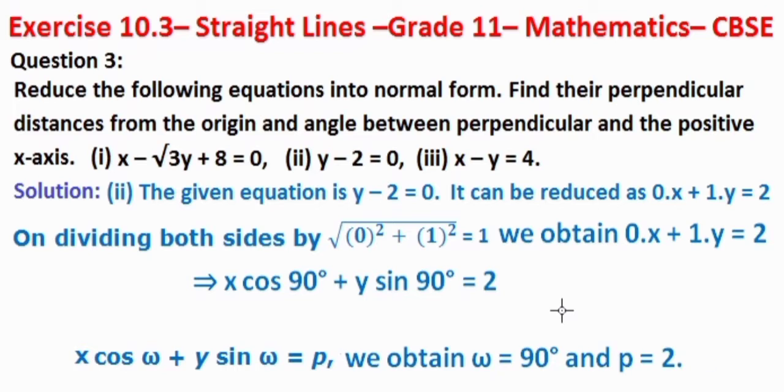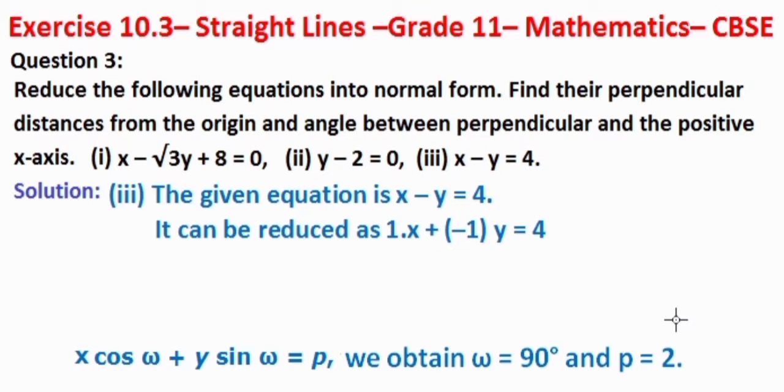That means here the angle is equal to 90 degree. That is, the angle is equal to 90 degree and the perpendicular distance is equal to 2. That is, omega equal to 90, p equal to 2. Okay. Now, let's see the third question.